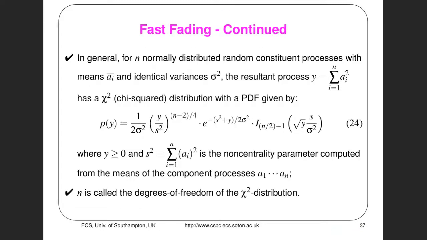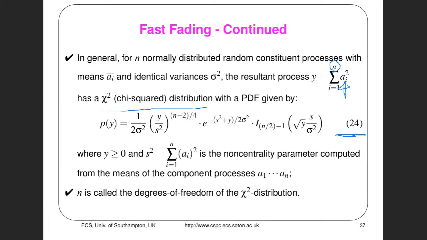If we have a total number of n Gaussian variables and have their power added together, we have chi-square distribution. Specifically for equation 24, you are not required to remember this format of chi-square distribution, but it's important to understand why we introduce it here. This is a generic form: when you have a total number of n Gaussian distributed variables' power added together, it follows chi-square distribution.